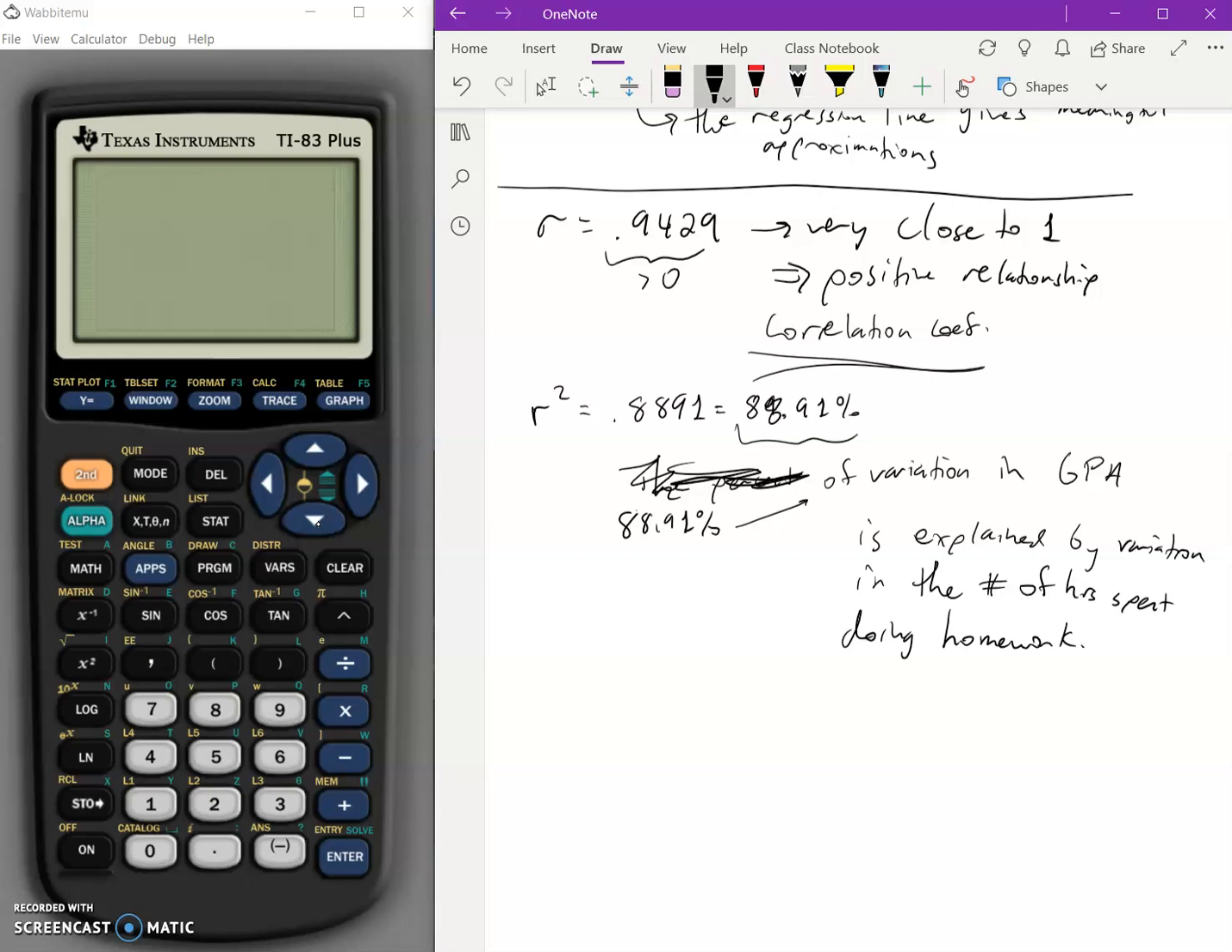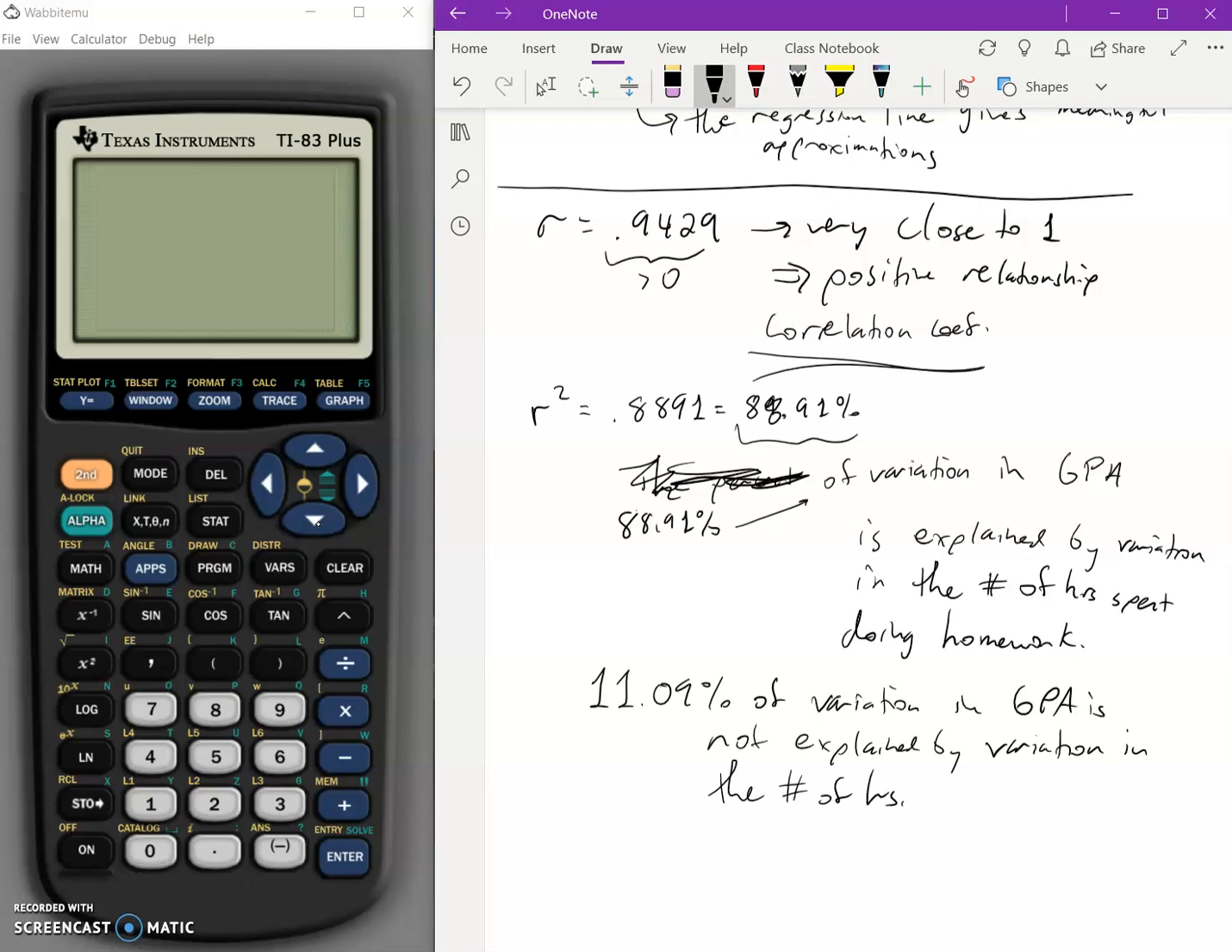Then also what this implies is that 11.09% of variation in GPA is not explained by variation in the number of hours spent doing homework. And that makes sense, right?